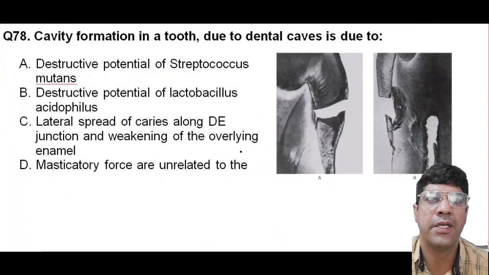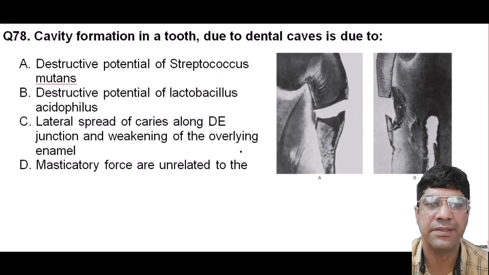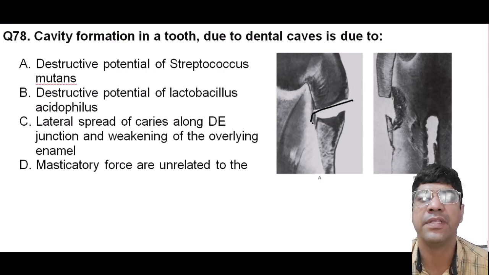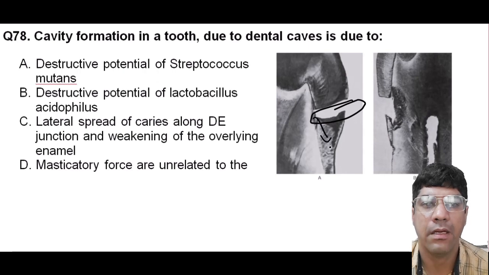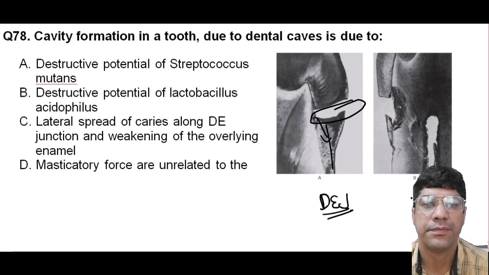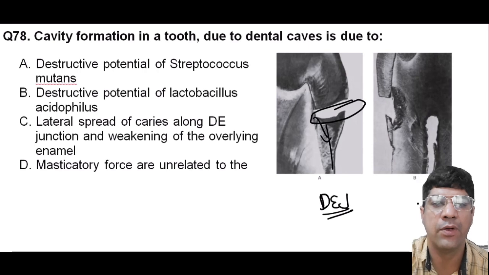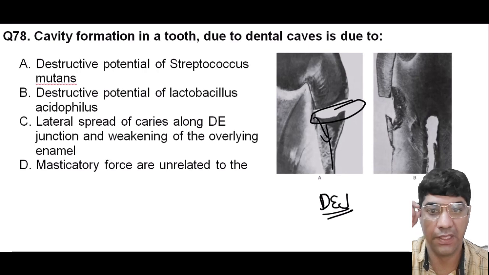The cavity formation in a tooth due to dental caries is due to the lateral spread of the caries along the dentino-enamel junction. The lateral spread of caries along the dentino-enamel junction and weakening of the overlying enamel is a critical aspect of cavity formation.